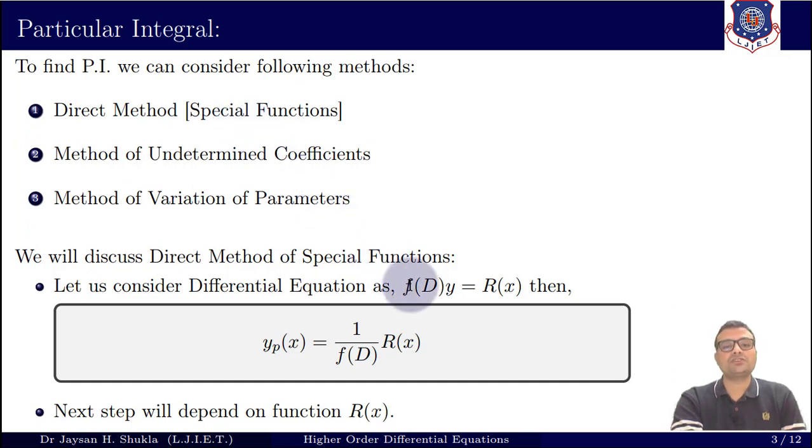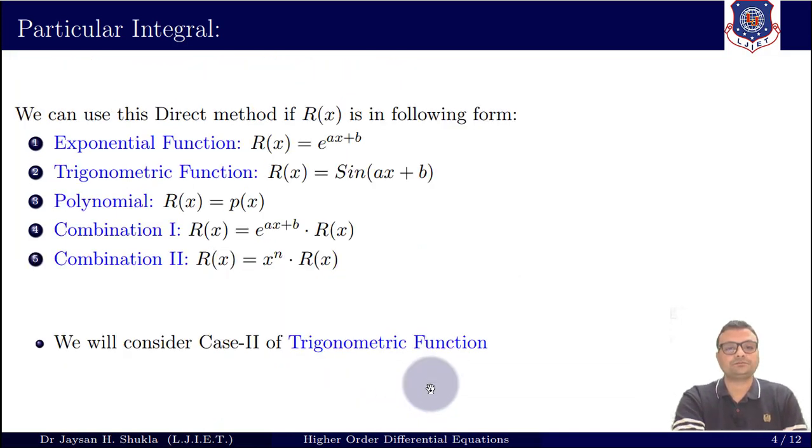So once we have this operator form f of D y equals r of x, we can take a particular value of y as yp by transforming this as 1 upon f of D with r of x. Then it depends on the value of this function. As I told you, it can be any standard function, and in this talk we'll consider it as sine or cos. It can be one of the following forms.